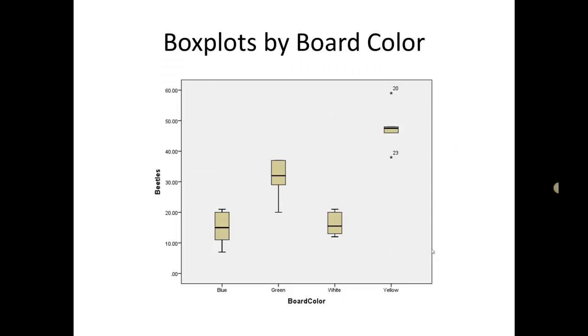Along with QQ plots, when you do that Explore, it's also going to give you a box plot of the data. So this is going to give us a good look at the data, and just from looking at my box plots, to me it looks like, yeah, definitely, I think we're going to see a difference in the board colors.